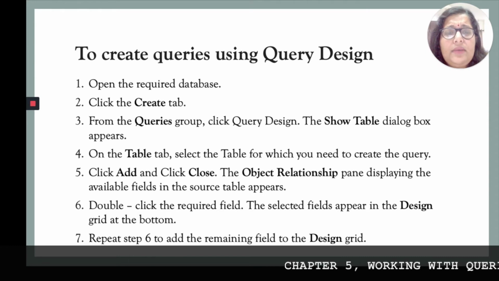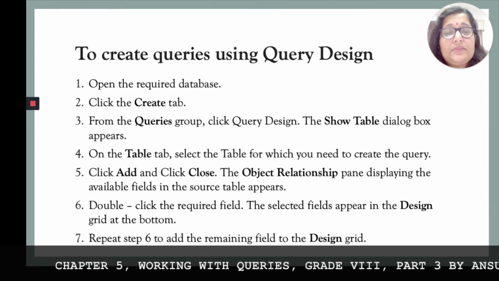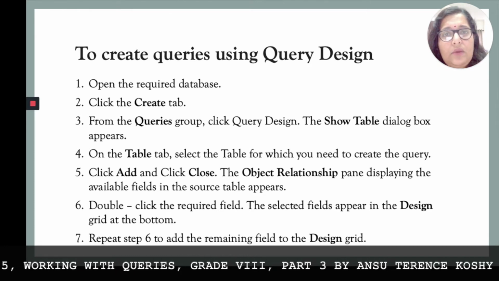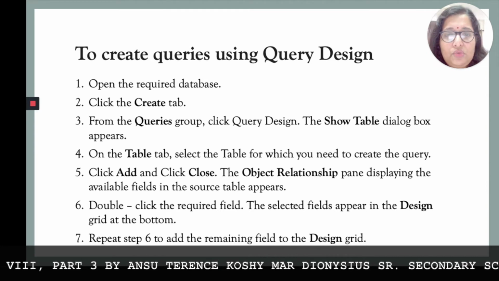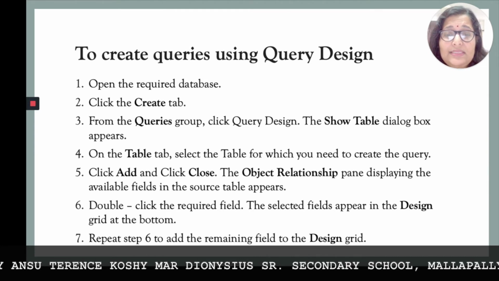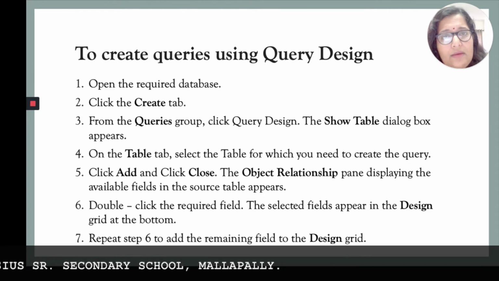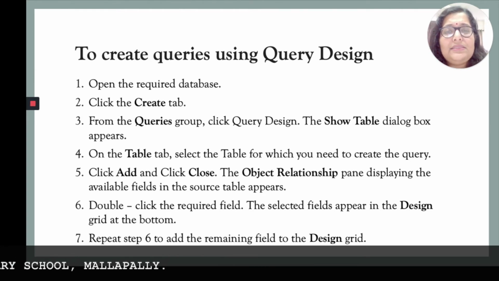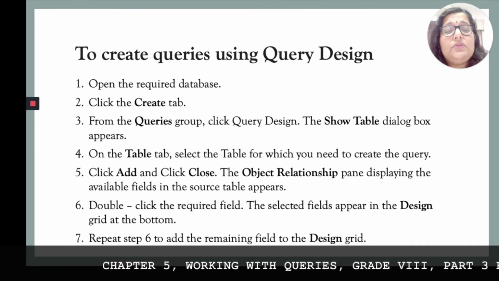The Object Relationship pane displaying available fields in the source table appears. Object relationship means what all things are relating to these tables that you have selected will be shown. From that, you can select what all fields that you need. Double click the required field. The selected fields appear in the design grid at the bottom. Whichever fields you found necessary will appear at the bottom. Repeat step 6 to add remaining fields to the grid design.